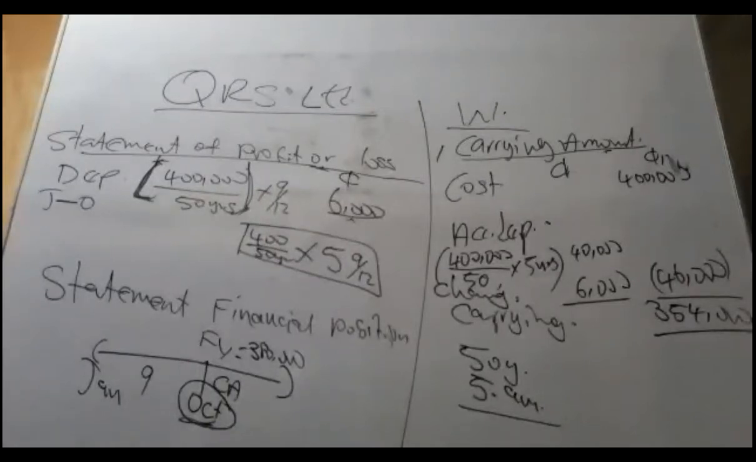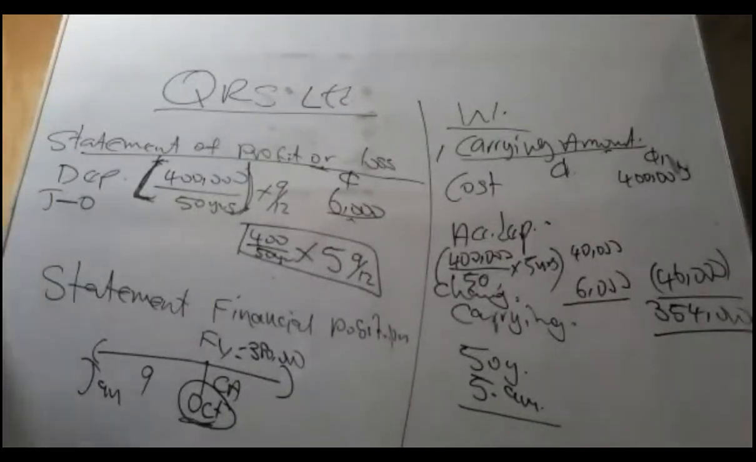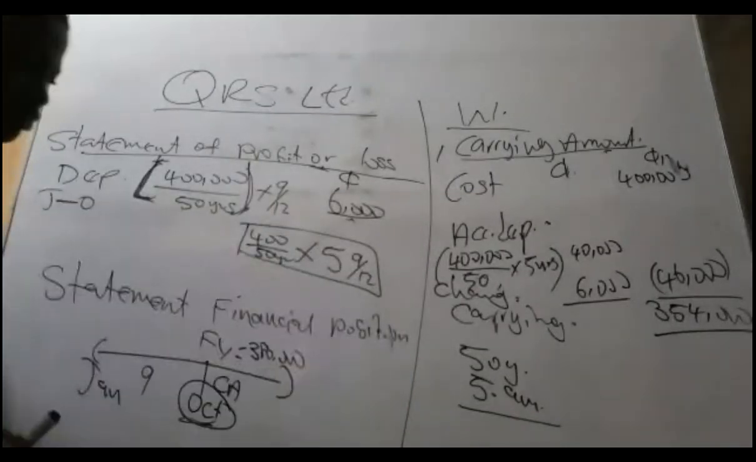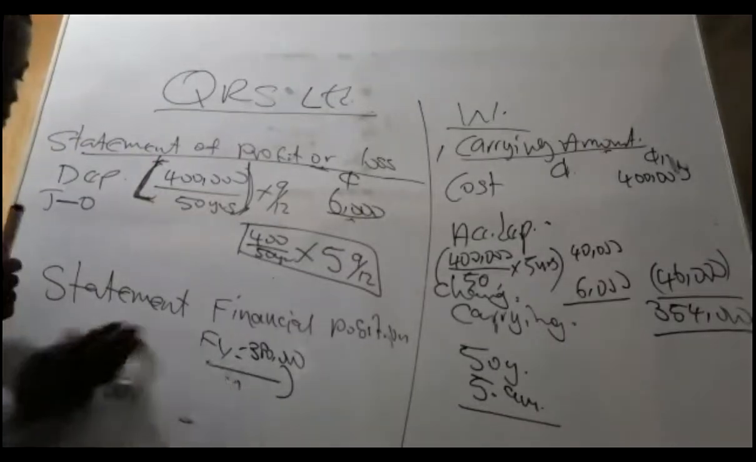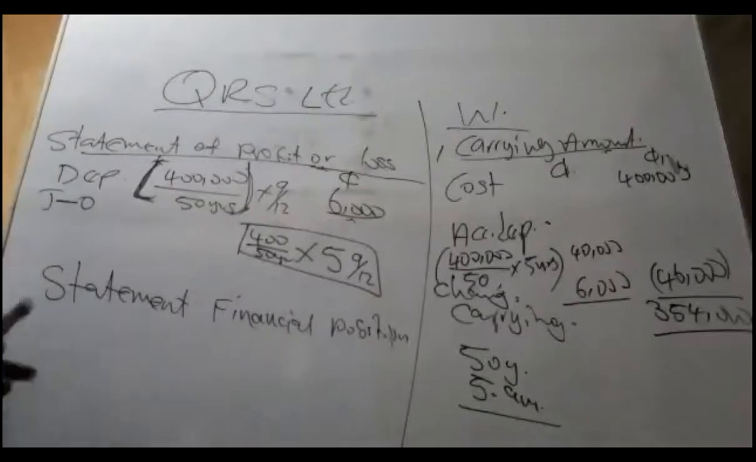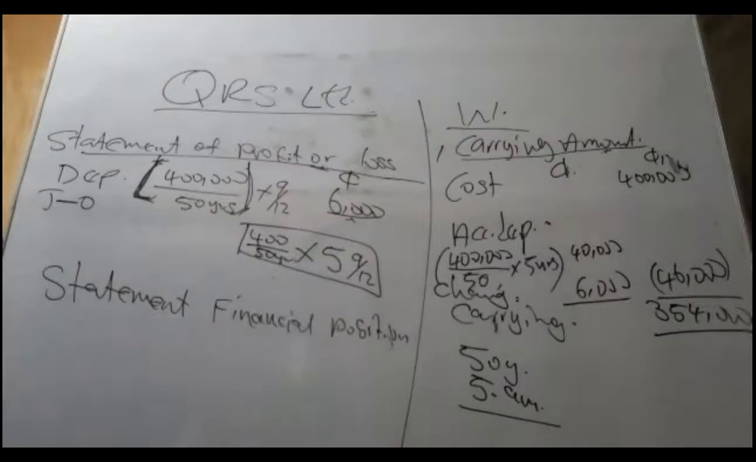So how many years left? Who can tell us? I like that. 44 years, 9 months. 44 years, 3 months. Good. So it will be 44 years, 3 months. Therefore, this carrying amount is nothing but you picking the 44 years remaining. Good. So convert the 44.